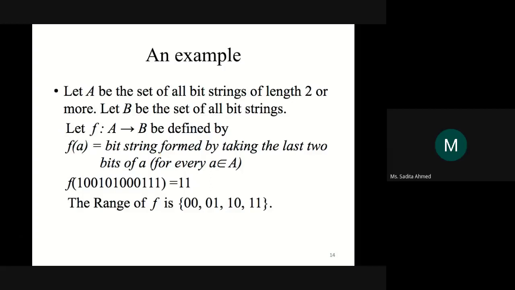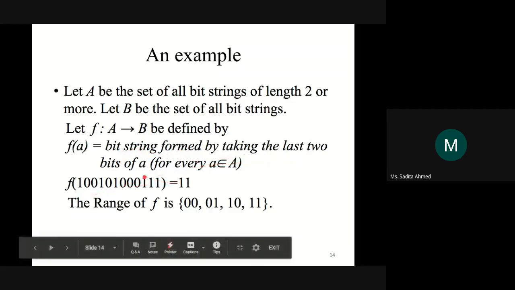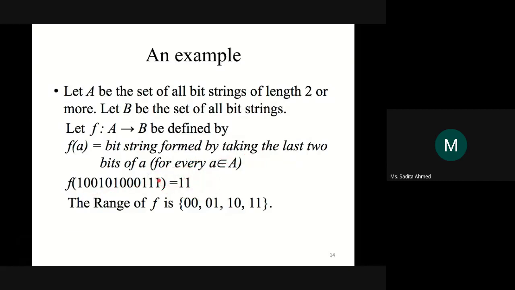Yeah, that's where I'm getting to. The result will never have a length less than 2. Why is that? Because the function says so. The function says that the bit string must be formed by taking the last 2 bits of A. So whenever you form a bit string here, you must take the last 2 bits of A. Okay? So the result will always have 2 bits there because the function says so.